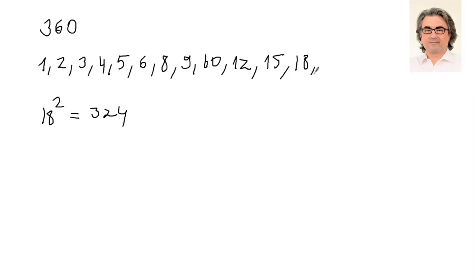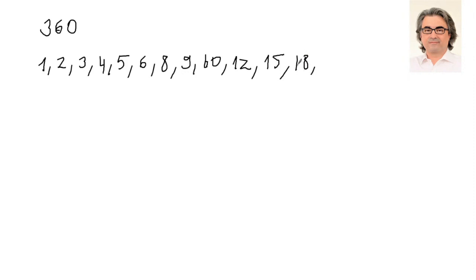After 18, 19 is not possible. What about 20? Should I write 20? 20 square is 400, which is greater than 360. So 20 shouldn't be written there. Clean it. I should stop at 18. So let's clean all this and continue with 18 and try to find the remaining numbers, remaining factors.